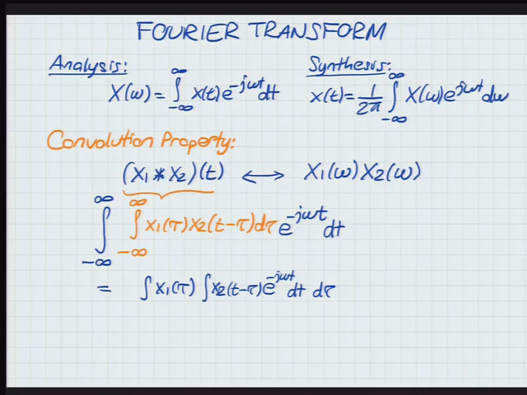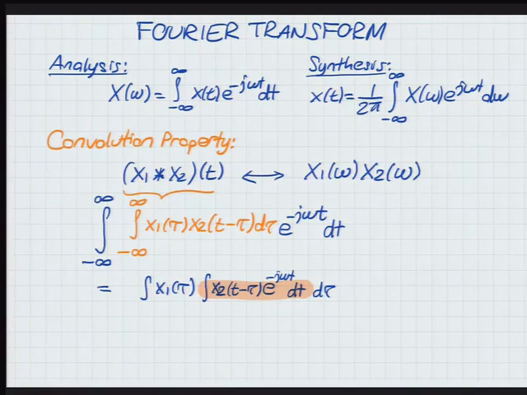But if you look at this expression, that looks just like the Fourier transform of x2, right? Except that it's not x2 alone, it's x2 of t minus tau. So it's a shifted x2, right? So what did we learn about the time shift property for Fourier transforms?